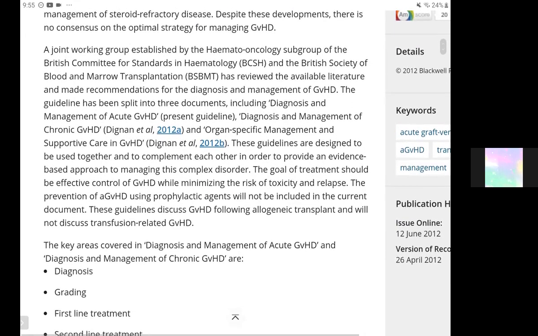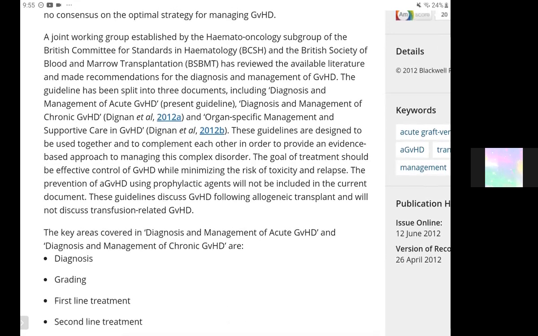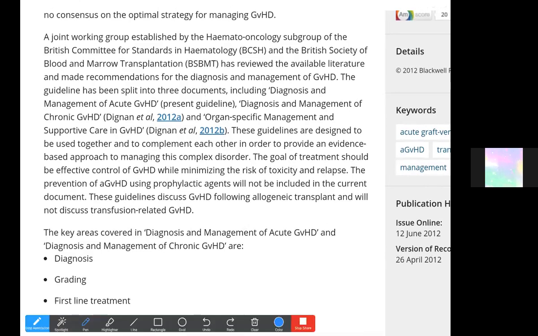Now, this guideline is actually divided into three documents, including this one about acute graft versus host disease. Then there's also a document about chronic graft versus host disease, and then organ specific management and supportive care in graft versus host disease. These guidelines complement each other, so we'll be repeating a lot of things and we'll try to cover them together in 2 3 days.